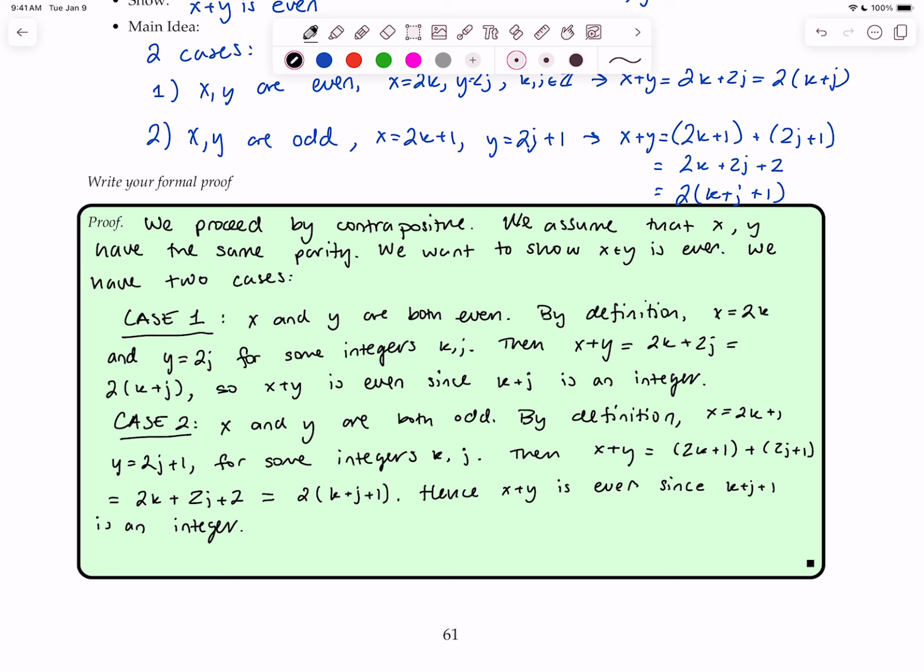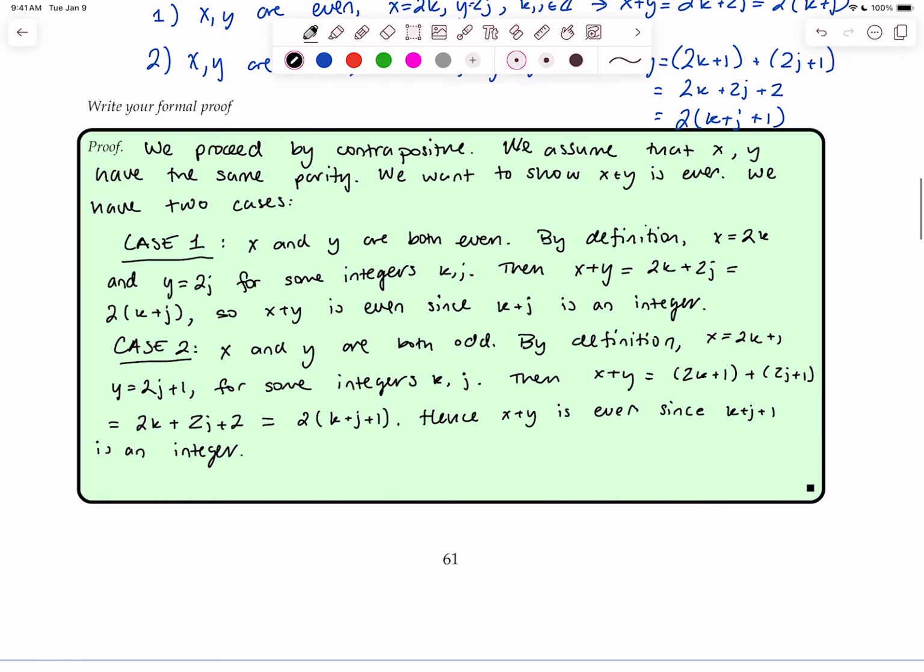Now we should conclude the proof with a sentence to indicate to the reader what we've done, right? Because if you say case 2, x is an integer, okay, did we show the proof? Are we done? It's not clear. So let's write a concluding sentence. You could say something like, thus we have shown in both cases that x plus y is even.